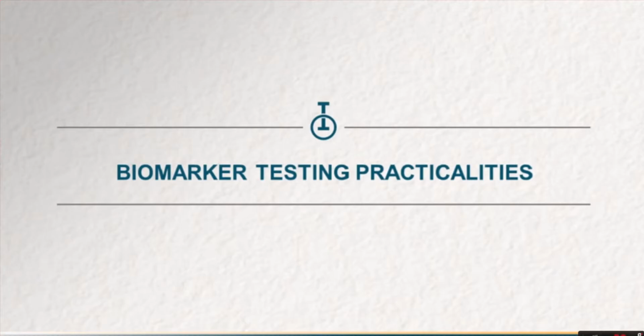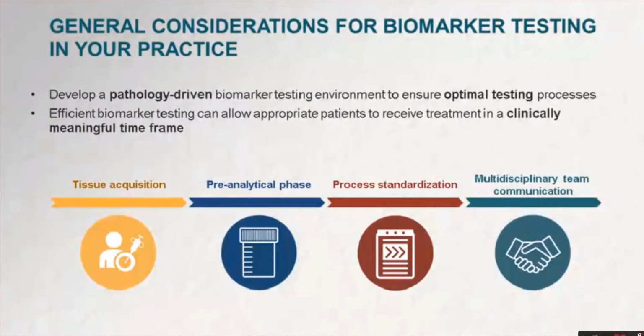Moving on now to testing practicalities. There are several general considerations for biomarker testing, and this is an area that pathologists play a really pivotal and key role in. I think pathologists are an essential part of the immuno-oncology team to help ensure that the proper tissue acquisition occurs and that tissue is handled correctly to enable biomarkers to be managed and measured appropriately.